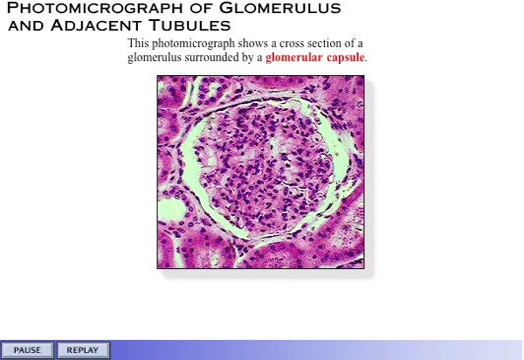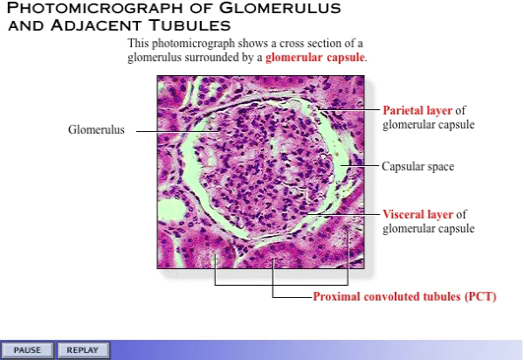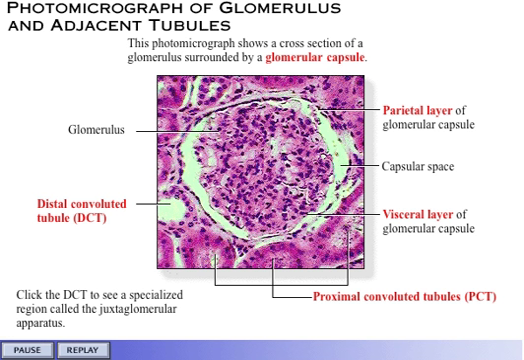This photomicrograph shows a cross-section of a glomerulus surrounded by a glomerular capsule. It also shows several proximal convoluted tubules and a single distal convoluted tubule. The microvilli in the lumen of the proximal convoluted tubules appear fuzzy because they do not stand up well to the slide preparation process. Notice the much clearer open lumen of the DCT, which is less obstructed because it has fewer microvilli. Click the DCT to see a specialized region called the juxtaglomerular apparatus.